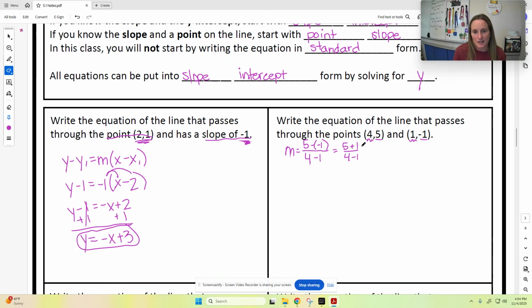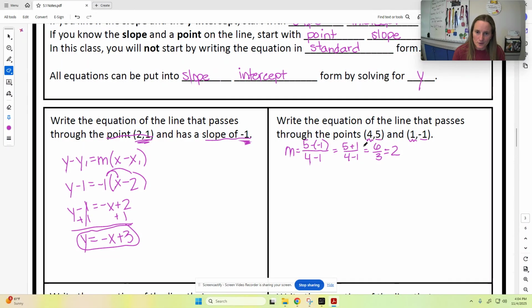And now I simplify. 5 plus 1 is 6, 4 minus 1 is 3, that fraction simplifies to 2. So the slope of this line is 2. So now I have 2 different points to choose from, and it does not matter which point I choose, I have this slope. Pick whichever point makes you happy.